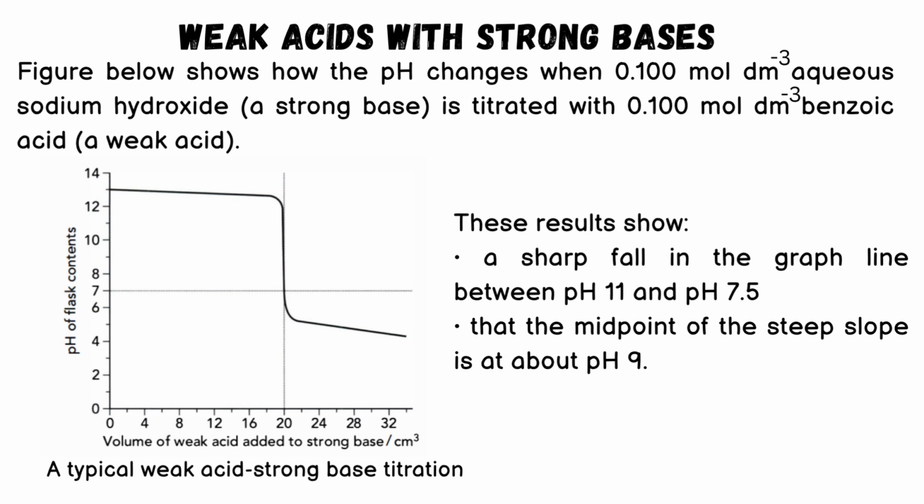Weak acids with strong base. The figure below shows a pH change when 0.1 mol per dm³ aqueous sodium hydroxide is titrated with 0.1 mol per dm³ benzoic acid, which is a weak acid. The results show a sharp fall in the graph line between pH 11 and pH 7.5, and the midpoint of the steep slope is at about pH 9.